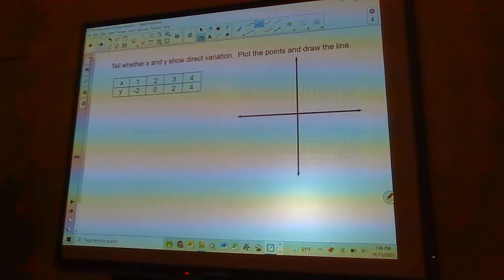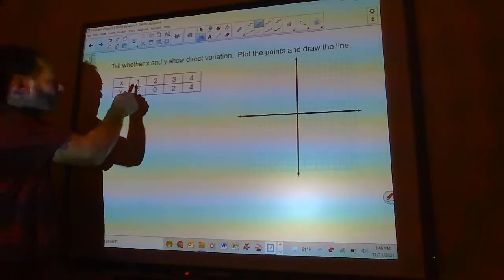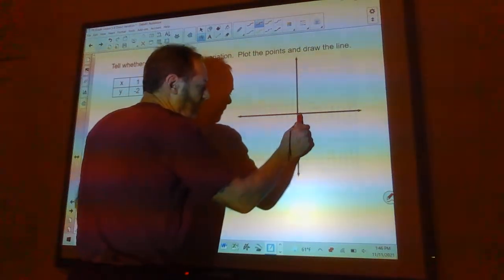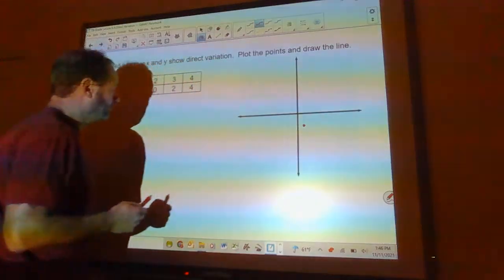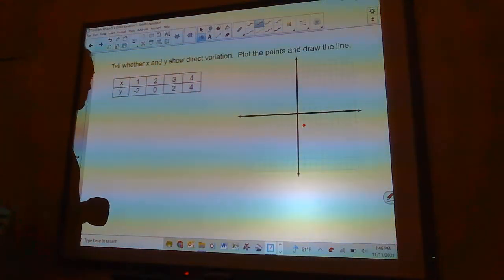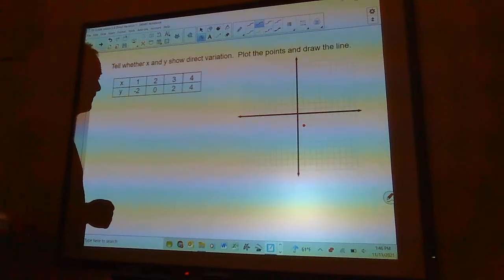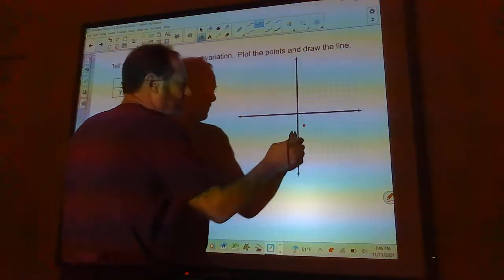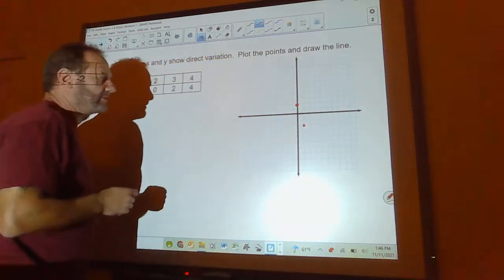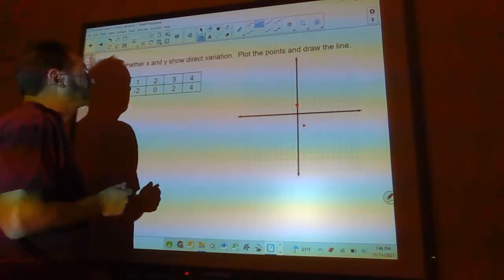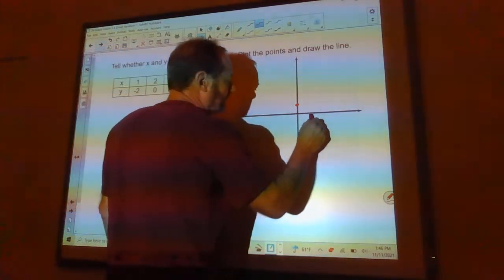Tell whether x and y show direct variation. Plot the points and draw the line. Okay, so 1, negative 2. So we're going to go 1 to the right and down 2. I can already tell that this, well, let's see. 0, 2. Right there, I can already tell this thing is not going to be a direct variation. 3, 2.